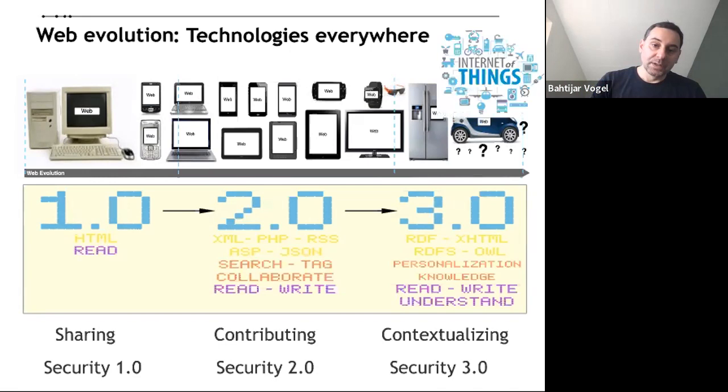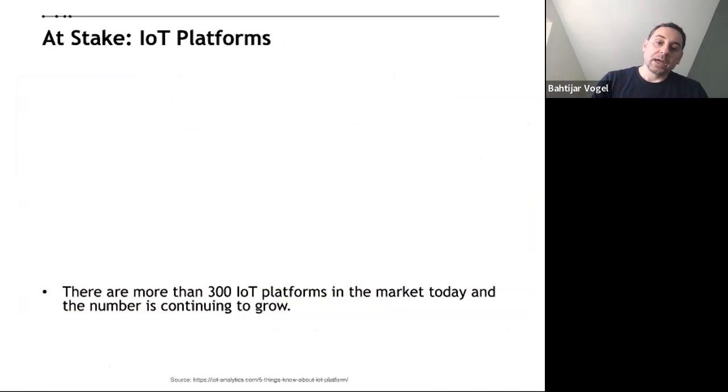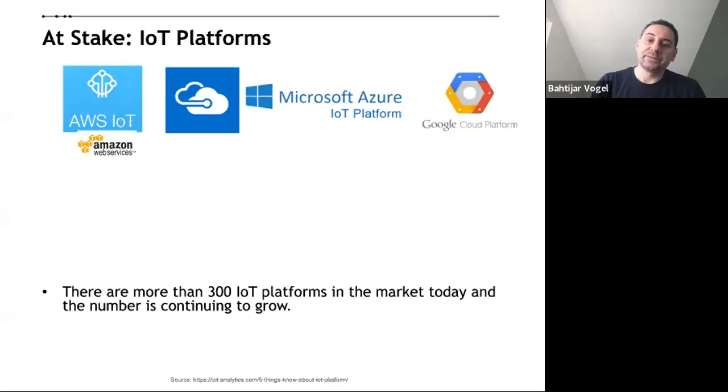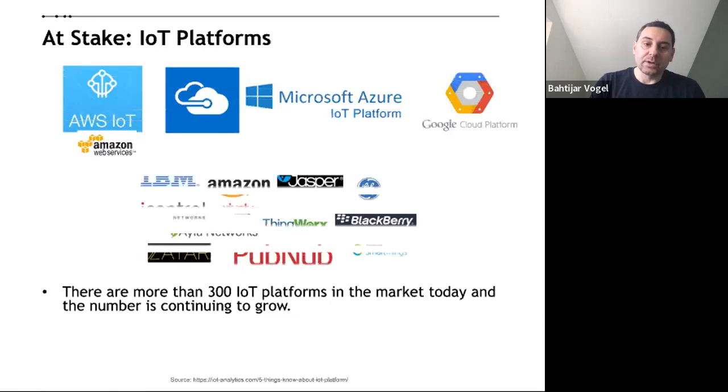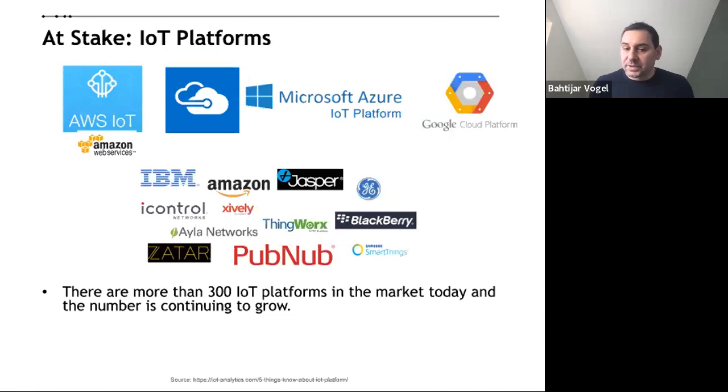So this also leads to the Internet of Things, right? So what is at stake today? We have a lot of different platforms for IoT: Amazon, Microsoft, you name it. And there are more than 300 IoT platforms in this market today that offer integration of different tools, especially to developers, but also consumers and users.